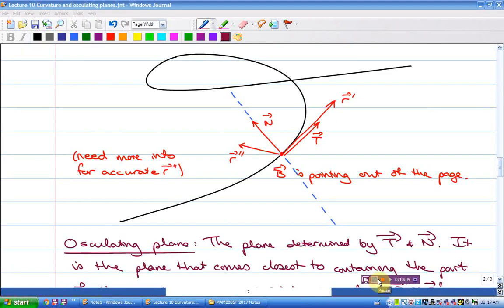So T and N both lie on the page, if you will. They lie in the same plane as the curve, or if that curve were not planar, they lie in the same plane as that little piece of curve near the point. So T and N are lying on the osculating plane. And so the formal definition of osculating plane is the plane that's determined by T and N. It's the plane that T and N are lying in, and if you have two vectors that are non-collinear or non-parallel, then between them they always define a plane.